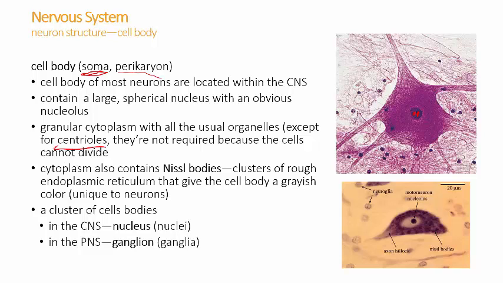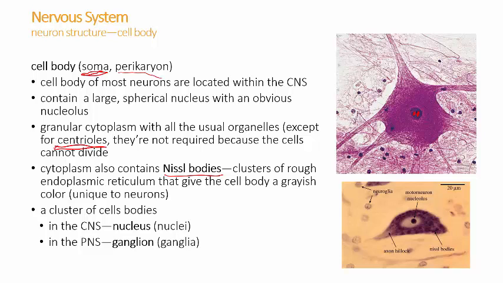So this is one organelle that neurons do not have. And because they don't have them, they can't do cell division. Part of what makes the cytoplasm look so granular is that it contains these structures called Nissl bodies. Nissl bodies are just these clusters of rough endoplasmic reticulum, and they give the cell body sort of a grayish color that's unique to neurons.